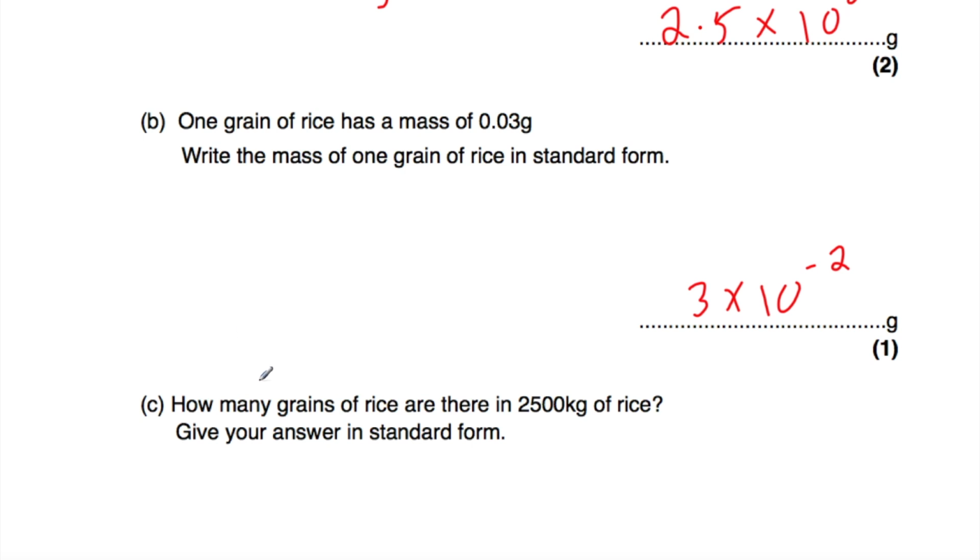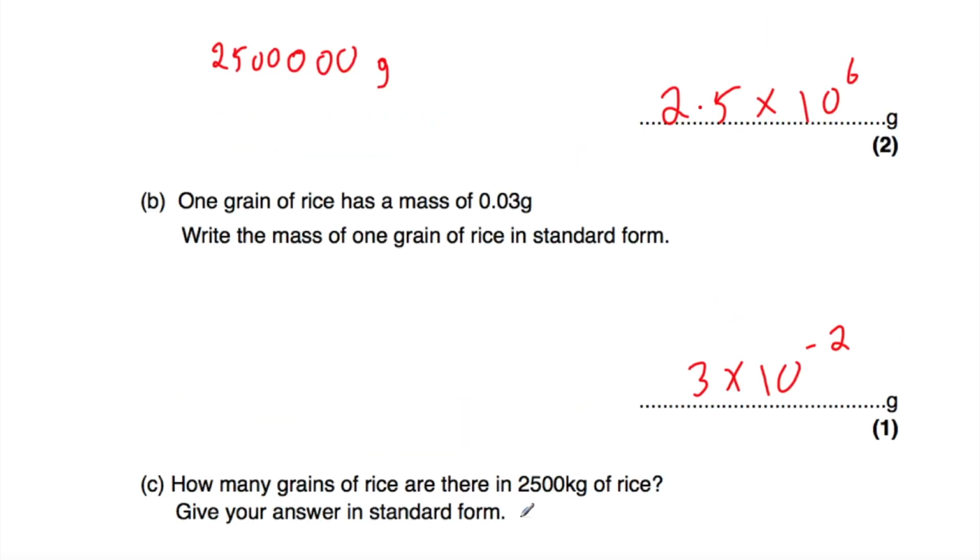Okay, and then part C. Part C says, how many grains of rice are there in 2,500 kilograms of rice? And to give our answer in standard form. So we want to work out approximately how many grains of rice there would be, and we need to give our answer in standard form.